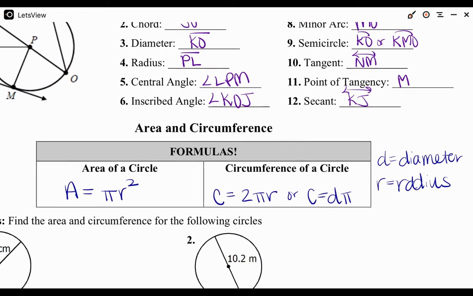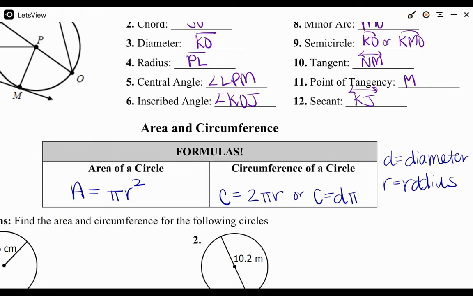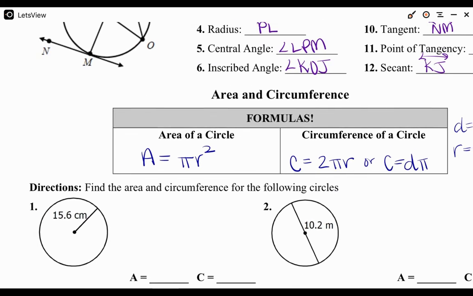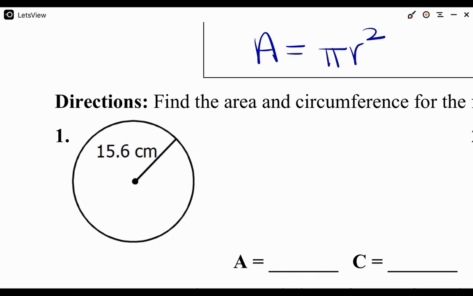On to our formulas. So here's our two formulas. Pause to write it down. So we have our area is equal to pi r squared, and circumference is equal to 2 pi r, or diameter times pi.